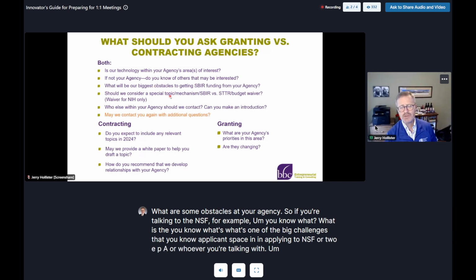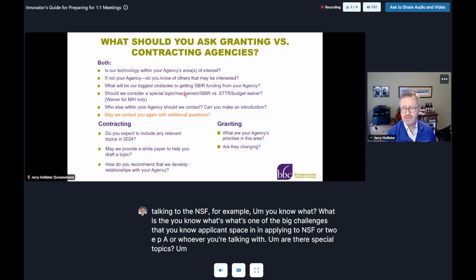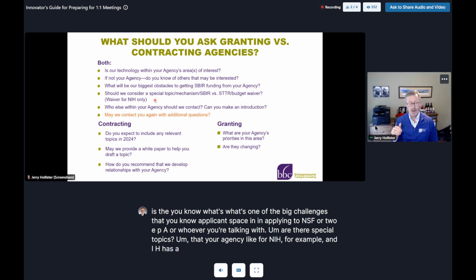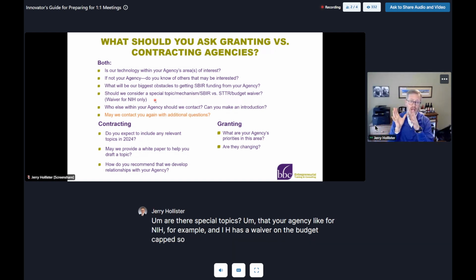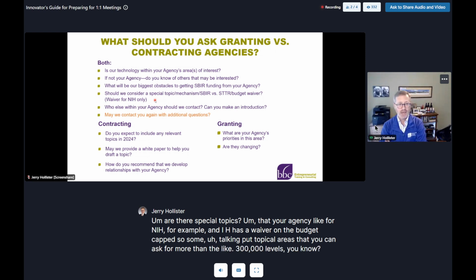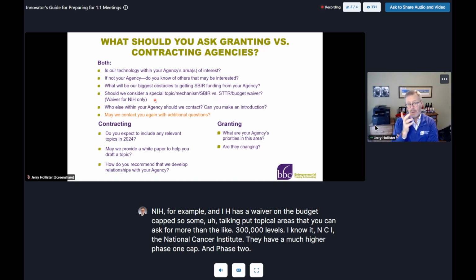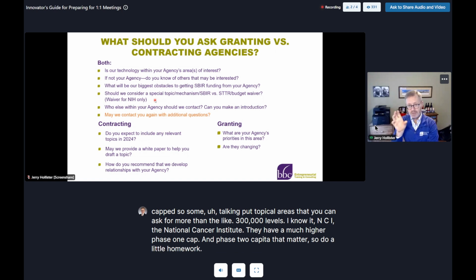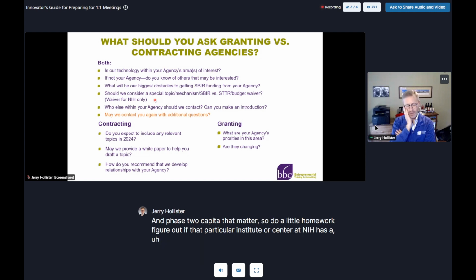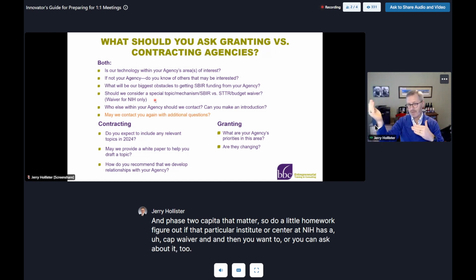Are there special topics at your agency? For NIH, for example, NIH has a waiver on the budget cap, so for some topical areas you can ask for more than the 300,000 level. I know at NCI, the National Cancer Institute, they have a much higher phase one cap and phase two cap for that matter. So do a little homework, figure out if that particular institute or center at NIH has a cap waiver, and then you can ask about it to figure out whether you can ask for more money.